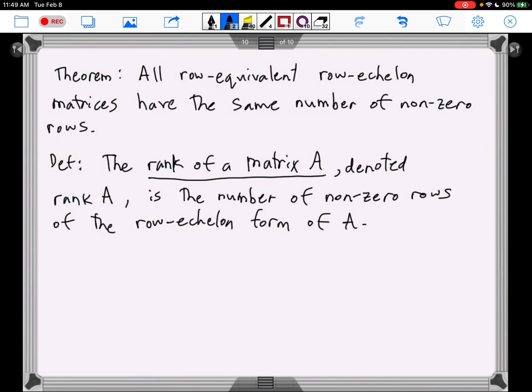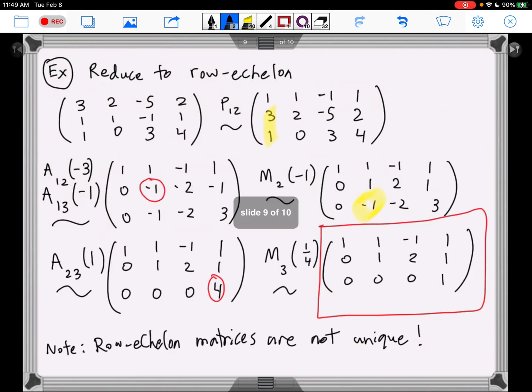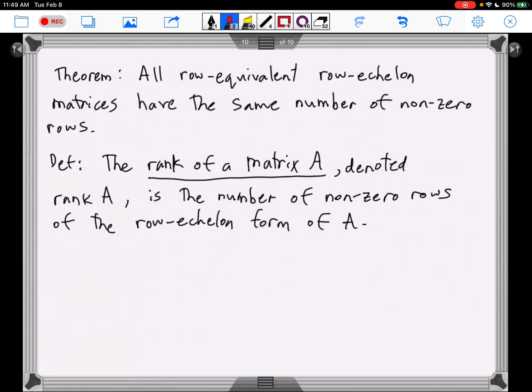So if we go back to our last example, let's say that we were to call this matrix that we started off with A. Then we can go ahead and write down the rank of A. The rank of A is 3, right? Because we ended up with an answer that had 3 non-zero rows. So the rank is 3. Okay, so that is our definition.